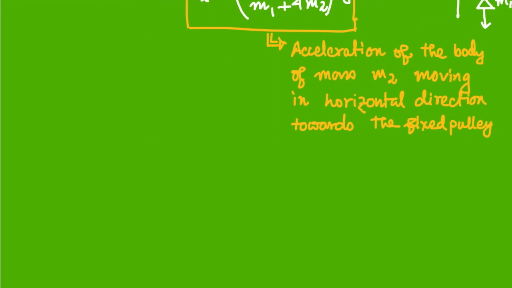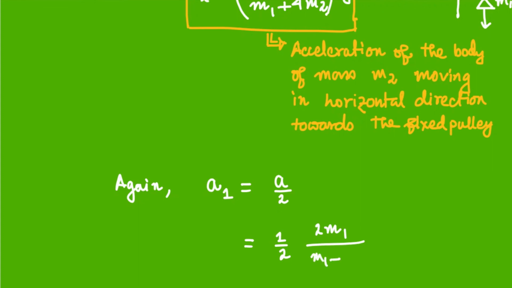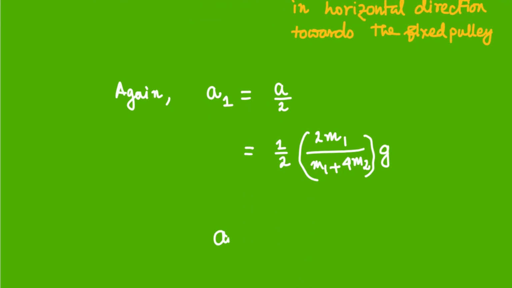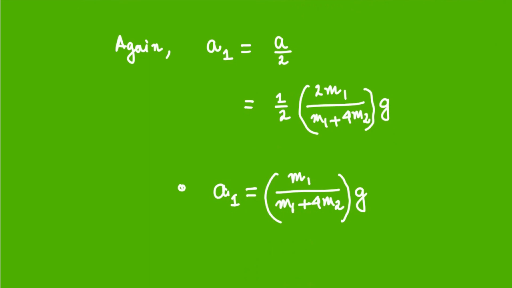Now, what about a1? Acceleration of the body of mass m1 is a1 equal a by 2, equal 1 by 2 into 2m1 divided by (m1 plus 4m2) into g. Therefore, a1 equal m1 divided by (m1 plus 4m2) into g.